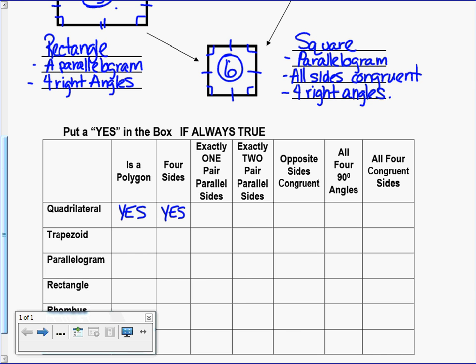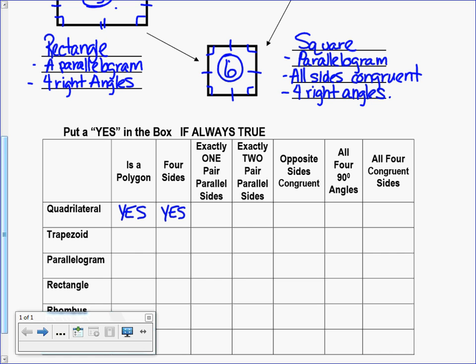Does it have exactly two pair of parallel sides? No. A quadrilateral does not have to have that. Opposite sides congruent? Not necessarily. All four 90-degree angles, and you know 90-degree means right. That's a no. And all four congruent sides. That would be a no.